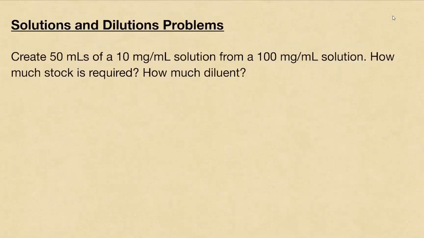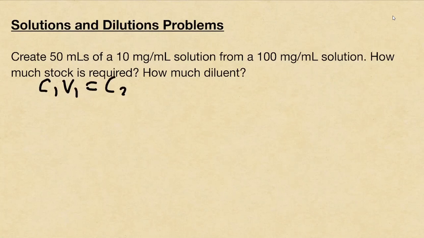This one wants us to go ahead and create 50 mLs of a 10 milligram per ml solution from a 100 milligram per ml solution. How much stock is required, how much diluent? So we already kind of started to talk a little bit about how to just add and subtract. So this one should be pretty easy. So we got our C1 V1 equals C2 V2. And let's plug in our numbers.